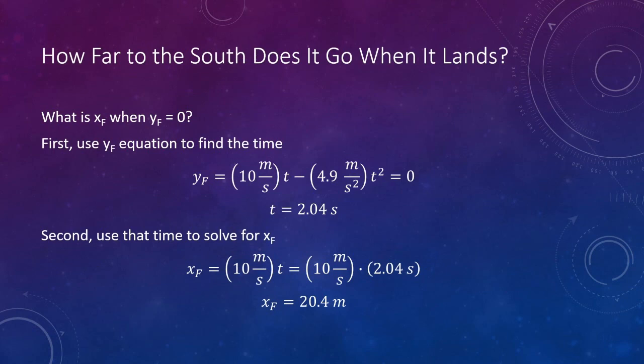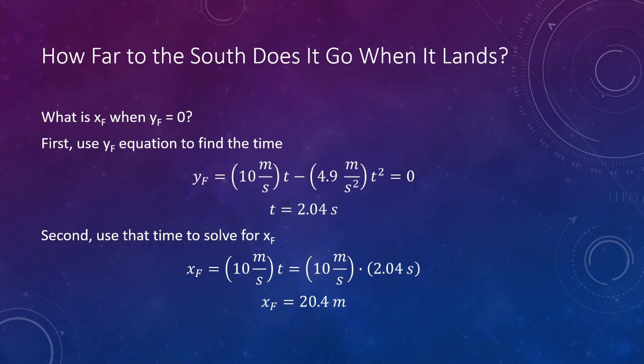The second thing that was asked was, how far away does it land, or how far to the south does it go when it lands? So when it's asking how far to the south, that's a horizontal position. So we're interested in the final x position when it's at ground level, while ground level corresponds to the y position equaling 0. So we're going to use the y position equation, set it equal to 0 to solve for the time, and then use that time in the x position equation.